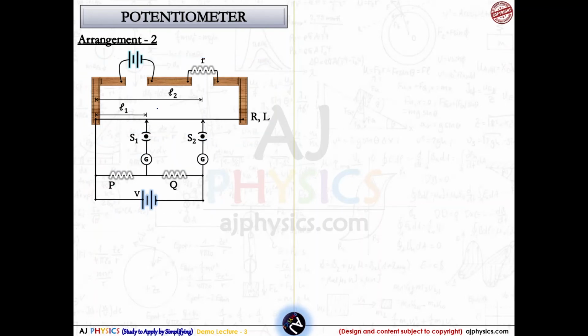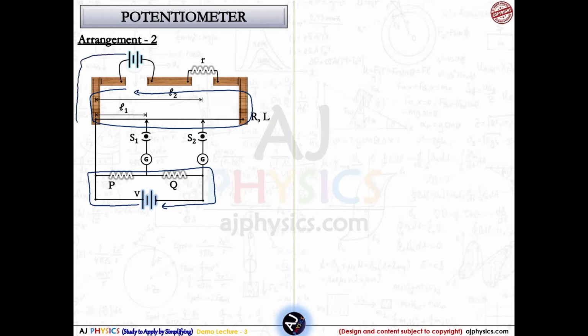The basic thing is that current is flowing in the primary wire and also in the secondary wire in this arrangement 2, which is different from arrangement 1. The current flowing in the secondary circuit will not interfere with the current of the primary circuit. Also, one more thing which I forgot to tell you: if this end has positive polarity, this end also has to be positive. Then only can you attain the balance point. Otherwise you can't attain the balance point. If it is negative, the situation is totally different.